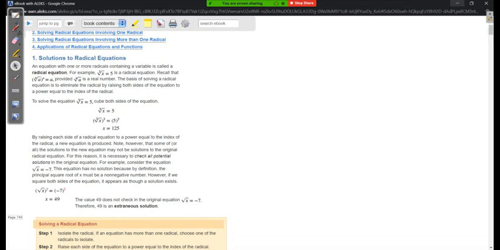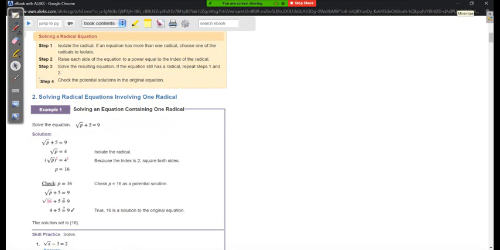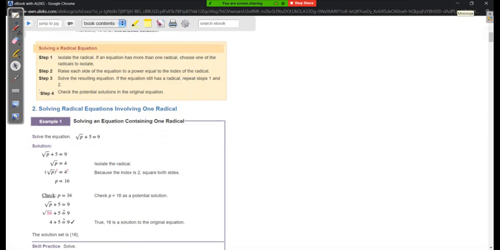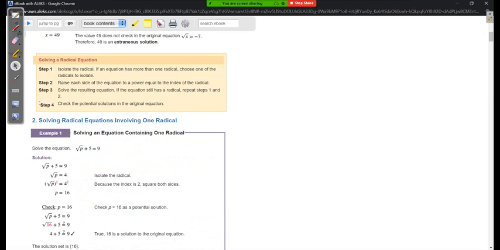So, solution. That's all well and good. We don't need to read that though. Obviously, I put it on there for notes, but I feel like I'll do a lot of that explaining as I go. Solving a radical equation.